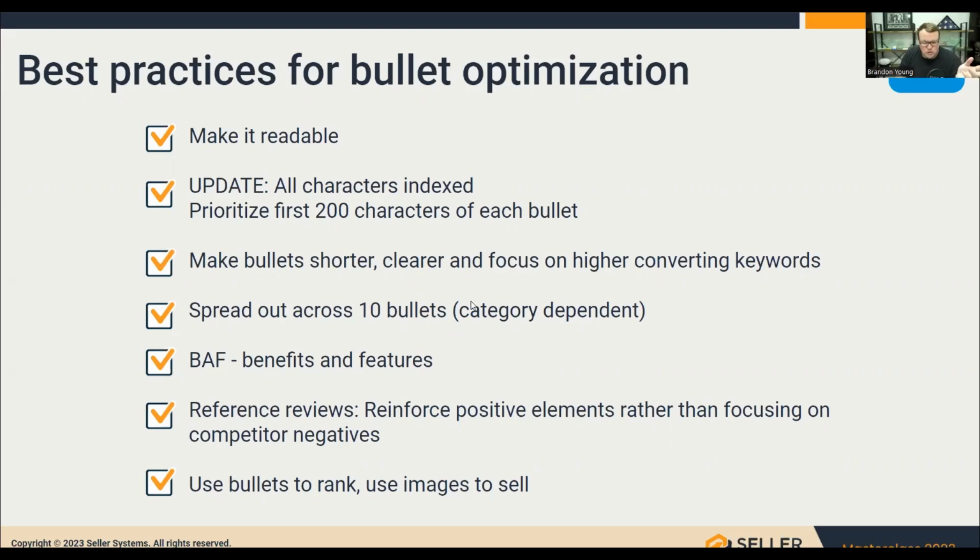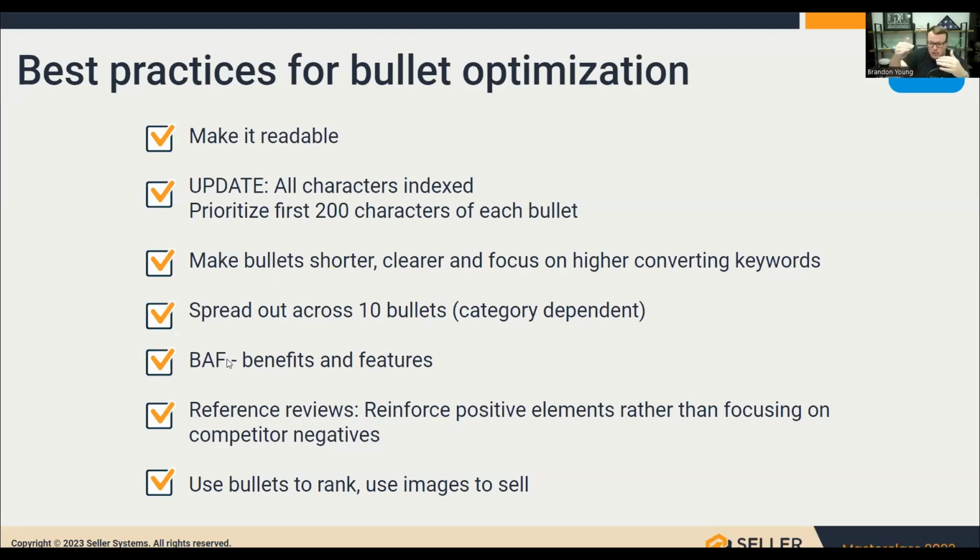Make them shorter, clearer, more focused. You spread out across up to 10 bullets too. So you could do 100 characters, 150 characters per bullet. I think that's why they've expanded it from 1,000 characters, because they've moved to 10 bullets in a lot of categories. So you can make a lot of descriptive selling points there.